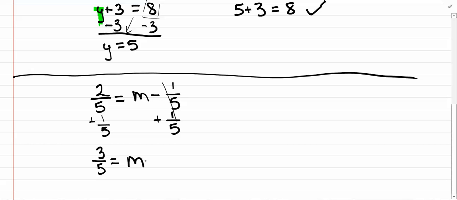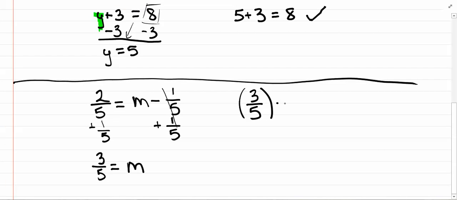And that is our answer, and you can check it. And once you get good at this, you don't have to check it. But for right now, while you're practicing, it's good to check. So we're going to plug in 3/5 for m. So there's where m was. And then we're going to do minus 1/5. That equals 2/5. And what should we have gotten? 2/5. So we are good.